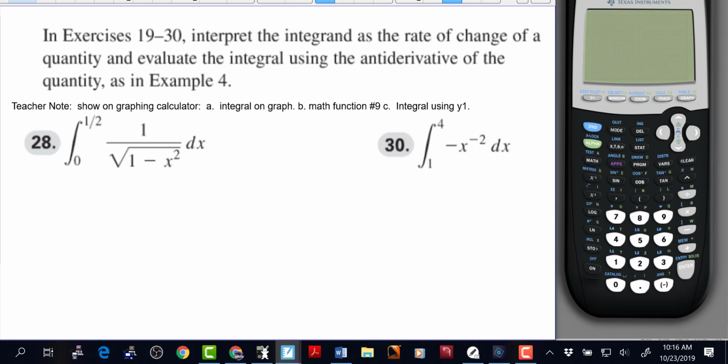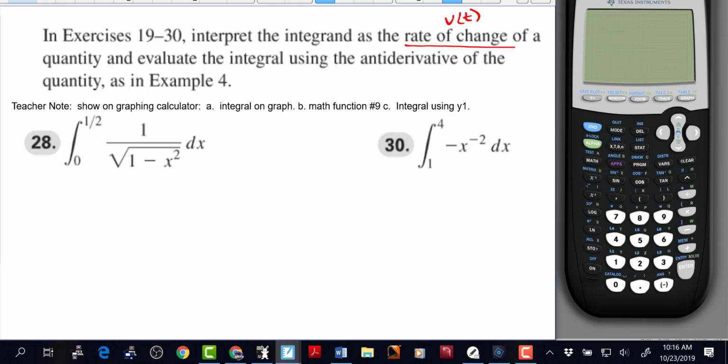Interpret the integrand as the rate of change of a quantity. In other words, interpret the integrand as a rate of change. In other words, as velocity. And evaluate the integral using the antiderivative of the quantity. So in other words, we're just finding the integral. But that's what they mean by rate of change. It's the derivative.